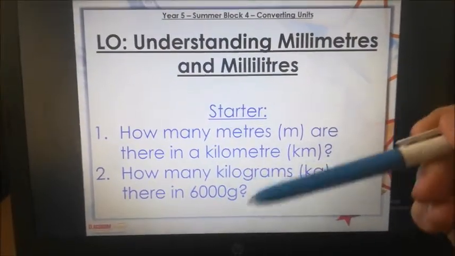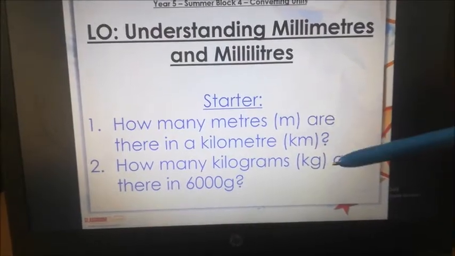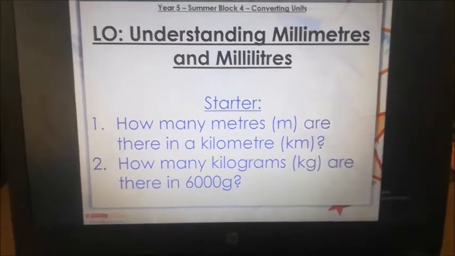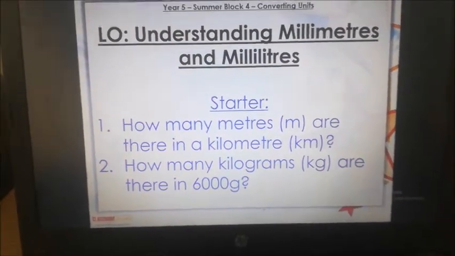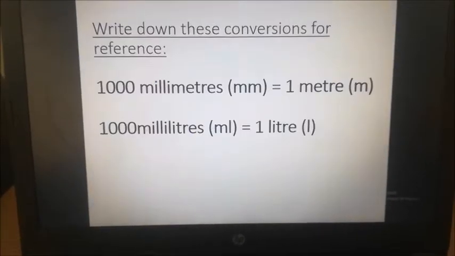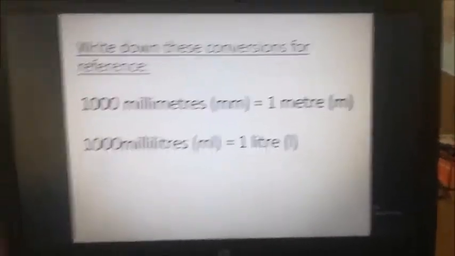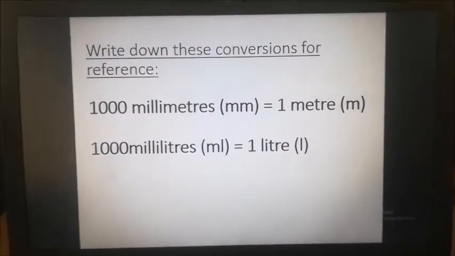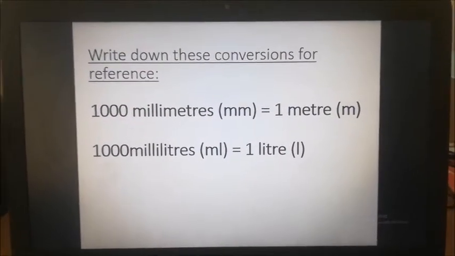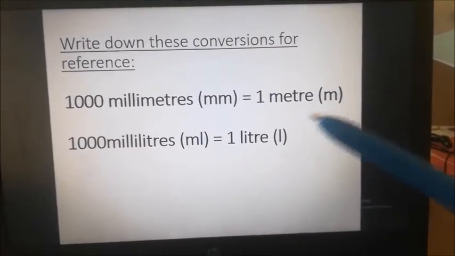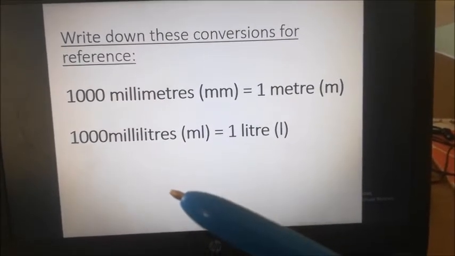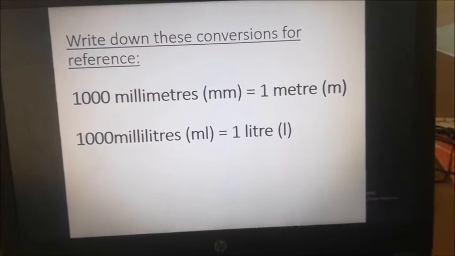Okay, you've got your feedback starter. How many meters are there in a kilometer? How many kilograms are there in 6,000 grams, etc.? So work your way through those nice and quickly. The answers are there. Now, same as yesterday, we are refreshing your memory with the conversion. So 1,000 millimeters is equal to 1 meter. 1,000 milliliters is equal to 1 litre. So it is very, very similar to yesterday.